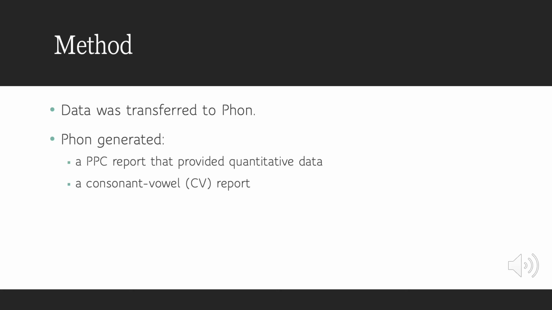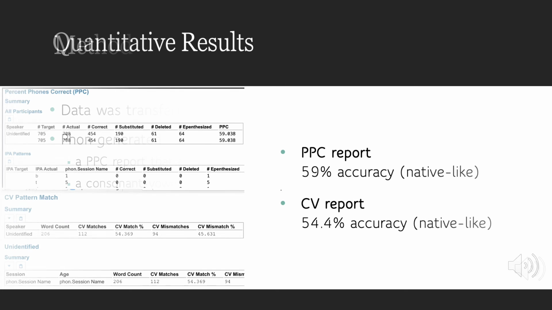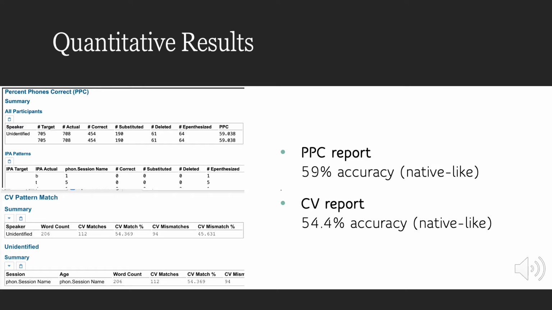The data was transferred to Fawn, and Fawn generated a percent phones correct report and a consonant vowel report. A small portion of each report is included on this slide to provide a visual of what we were working with. The PPC report presented a 59% phones correct accuracy for L2 speech. The CV report presented a 45.6% mismatch of consonant vowel patterns, which is 54.4% accuracy.